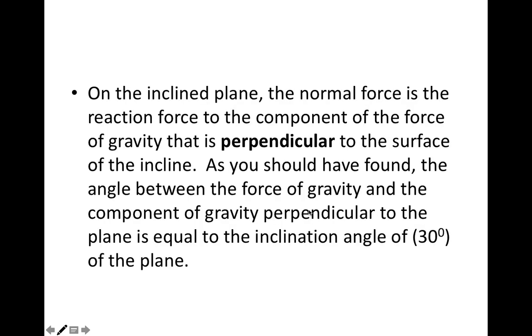On the inclined plane, the normal force is the reaction force to the component of the force of gravity that is perpendicular to the surface of the incline, Fgy. As you should have found, the angle between the force of gravity and the component of gravity perpendicular to the plane is equal to the inclination angle of the plane.